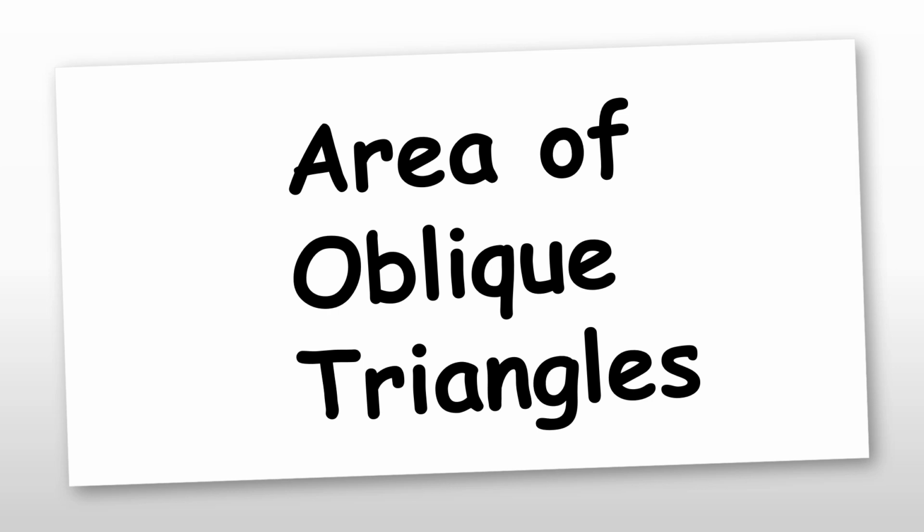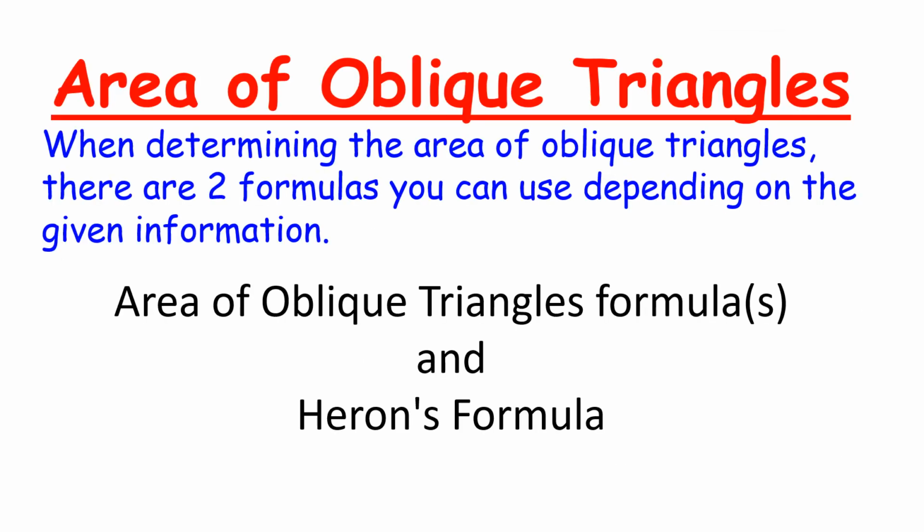So we've got two new formulas, and then we also have a couple of review of the applications that we've done just to kind of keep it fresh. All right, so the two different ways that we can find the area of oblique triangles are one, the oblique triangles area formula, and two, using Heron's formula.